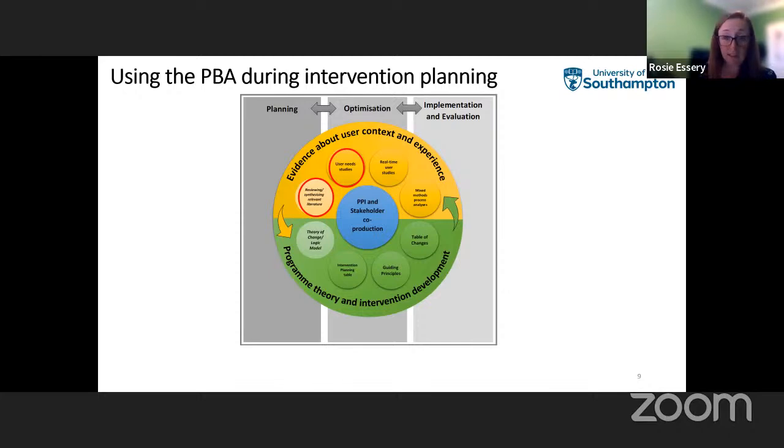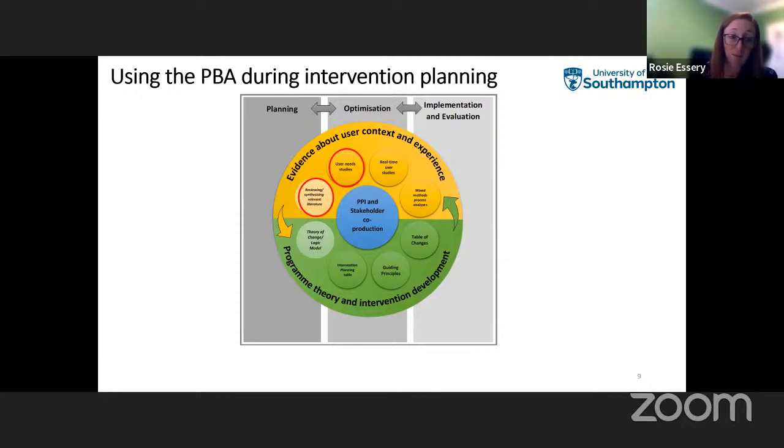So again, qualitative or mixed methods tends to be able to draw out the most useful information at this point. And that's what we've identified here as user needs studies. So it's important to note here that it's not always necessary or appropriate to do both of these things at this stage. It really depends on the state of the existing evidence.